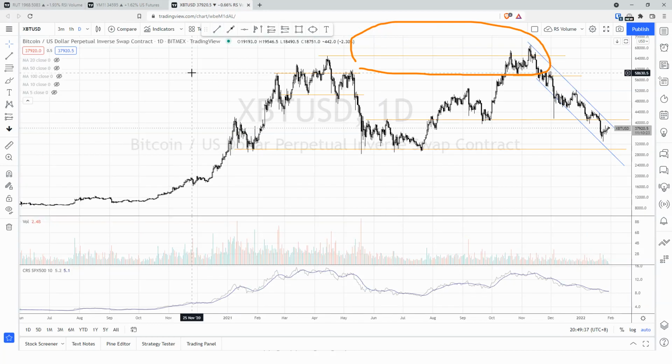So first, let's take a look at Hang Seng. Let's see Hang Seng.